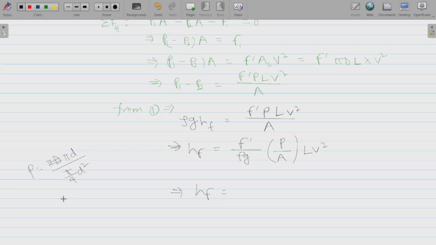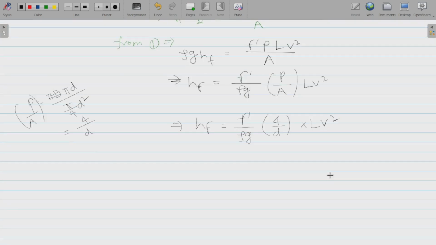So from here you will be getting 4 by d, right? If you do the calculation, you will get 4 by d from here. So in place of P over A, you will get 4 by d. So I am writing f prime over rho g, 4 over d into L into V square. So now it has become very easy for us to calculate, and we can get the results.